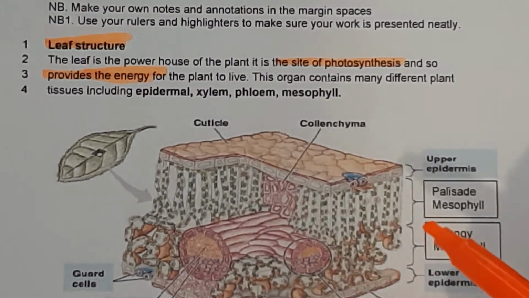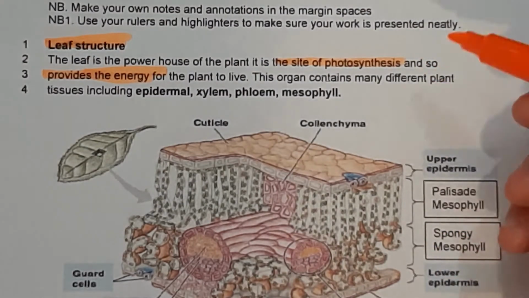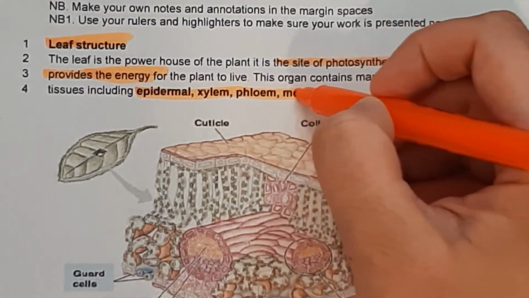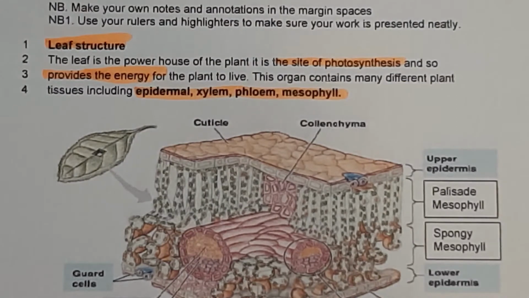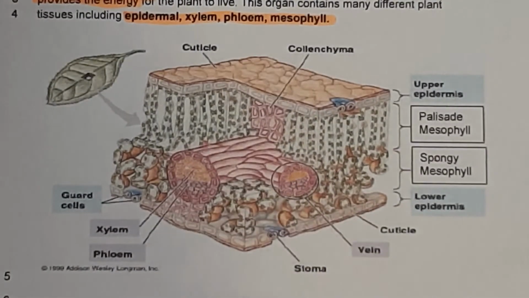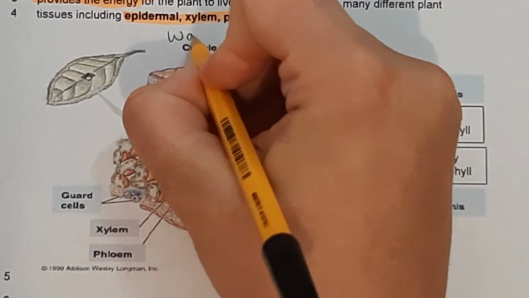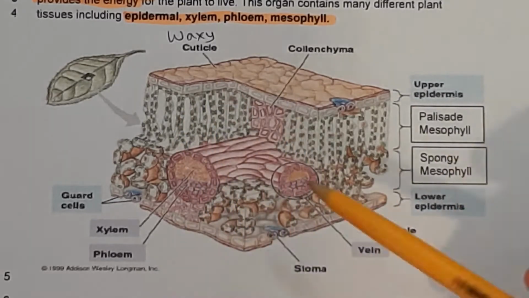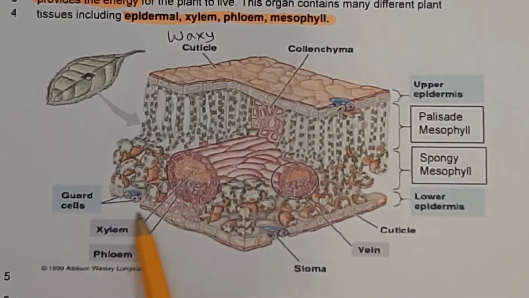So this organ, the leaf, is an organ, so the leaf organ contains many different plant tissues, including epidermal, xylem, phloem, and mesophyll. Okay, so here we have a diagram of a cut through of a leaf. We have the waxy cuticle. I'm going to add the word waxy here because it often refers to it as a waxy cuticle. Now that typically is the sort of waxy covered surface of the leaf at the top. Then underneath, we have the lower surface of the leaf. Okay, again the waxy cuticle.